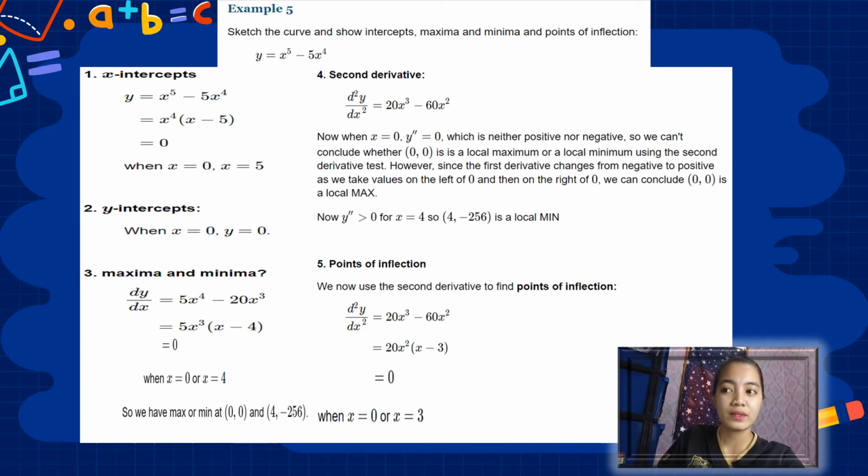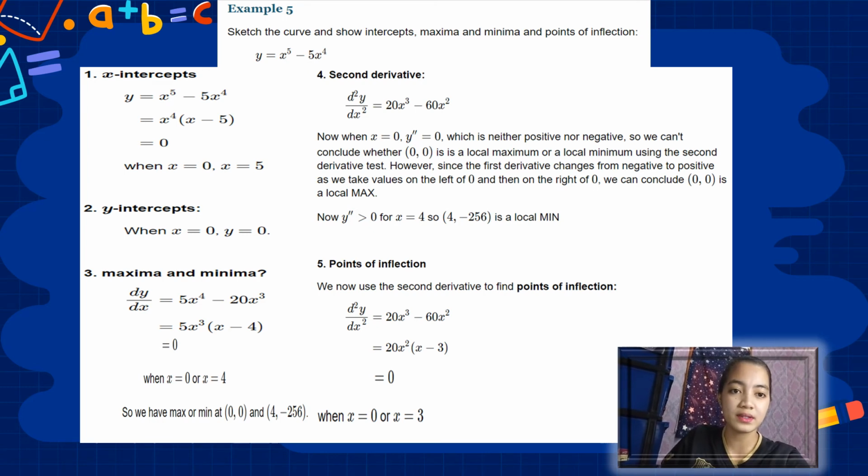Example 5. Sketch the curve and show intercepts, maxima and minima and points of inflection. The question is y = x⁵ − 5x⁴. First, x-intercepts. y = x⁵ − 5x⁴ = x⁴(x − 5) = 0. When x = 0, x = 5. Y-intercept. When x = 0, y = 0.